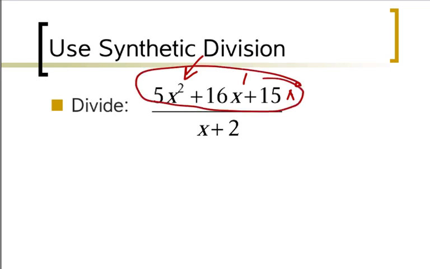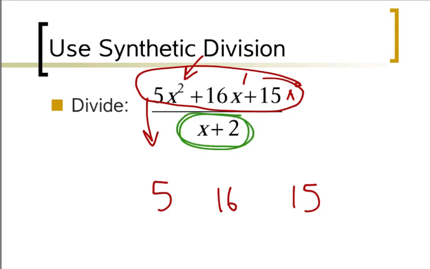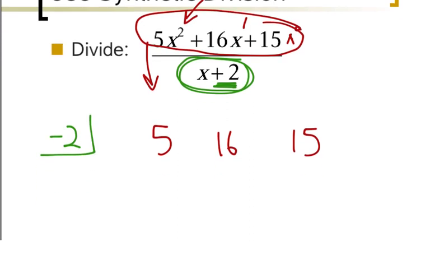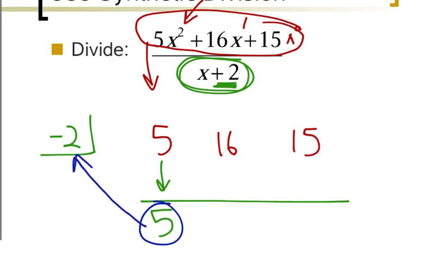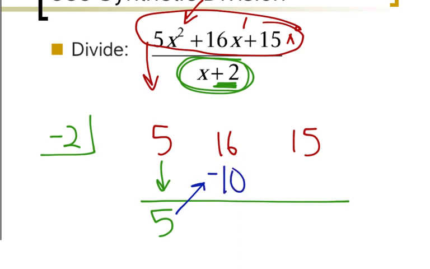So I just need to take this first polynomial and write the coefficients: 5, 16, 15. And then I take this bottom one, the one that's dividing, the denominator, and take my sign and change it. So this is my x plus 2, so I make it a negative 2. Now, I draw my math line, give myself a little space to bring down the 5. So I bring it down. Then you take your 5 and times it by negative 2, and that answer is going to be negative 10, which goes right here.